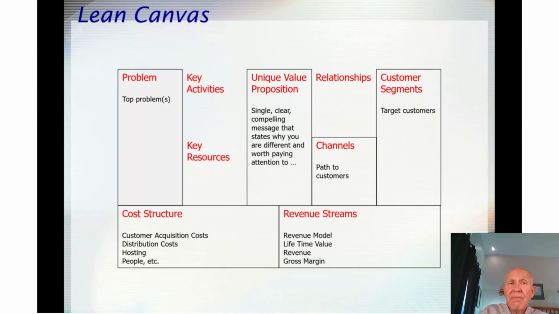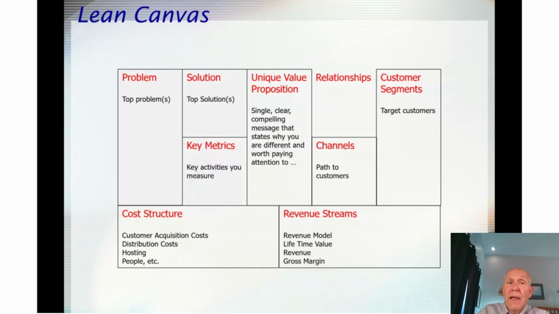The first one is key partners becomes what's the problem or the top problems that I'm proposing to solve. The second change is take key activities and say, okay, what is my solution to these problems? The third is not key resources, but how do I know I am heading in the right direction in providing this solution? You need measurements or metrics.